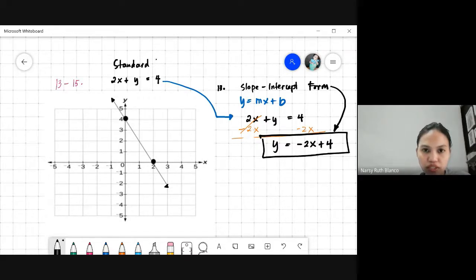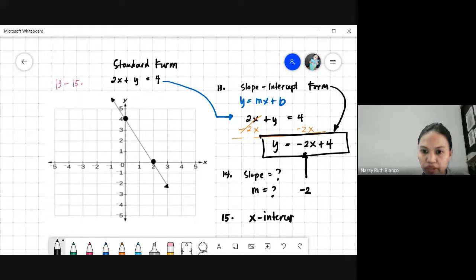That is in standard form. And then, for number 14, what is being asked is the slope. What is the slope? We know the slope has the letter m as its symbol. And that is the slope: negative 2. And for number 15, we are asked to find the x-intercept.